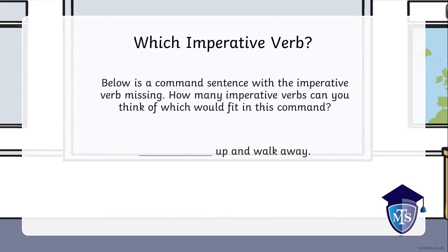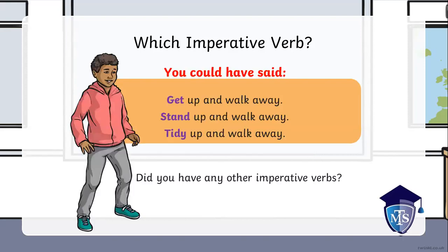Let's think about this one. Below is a command sentence where the imperative verb is missing. How many imperative verbs can we think of which would fit this command? Blank up and walk away. Stand up. Thank you so much. Stand up is a very suitable one. More examples: get up and walk away, stand up and walk away, tidy up yourself and walk away. So we have three possible verbs that we may use.